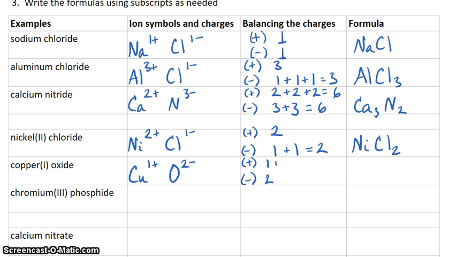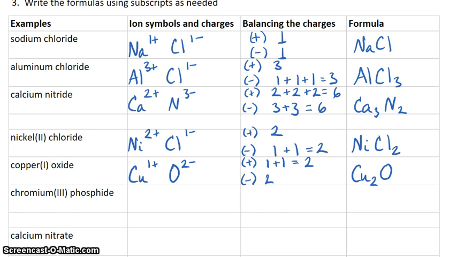Therefore, we'll need to add one more ion of copper 1 for the compound to have the same positive charges as negative charges. So our result should be Cu, there's 2 of them, plus the O. So Cu2O is copper 1 oxide.